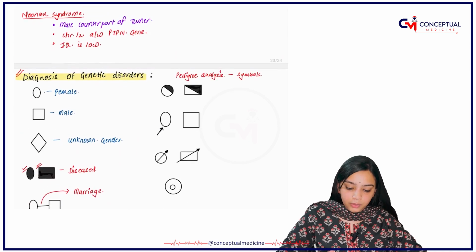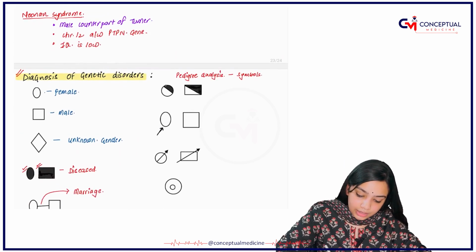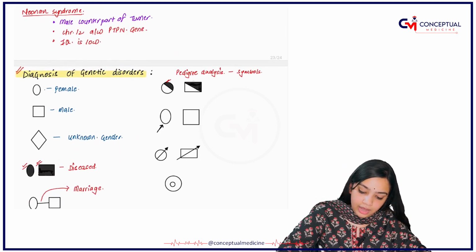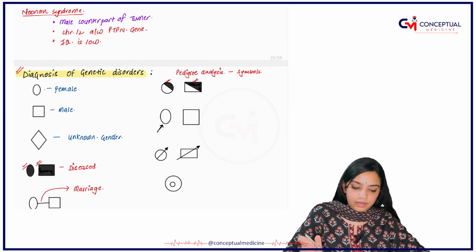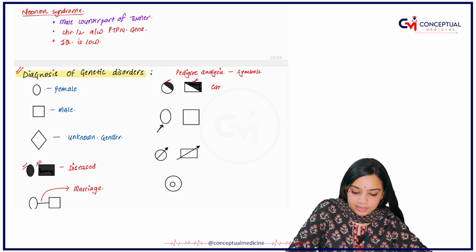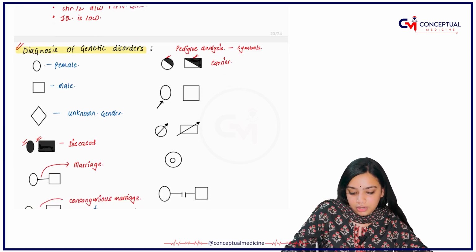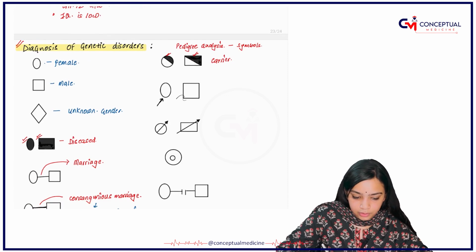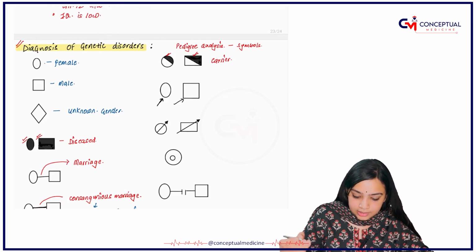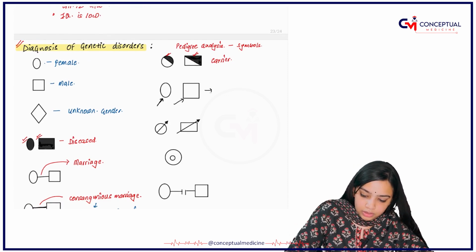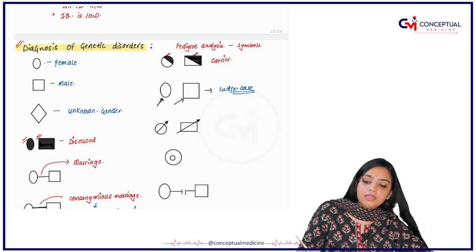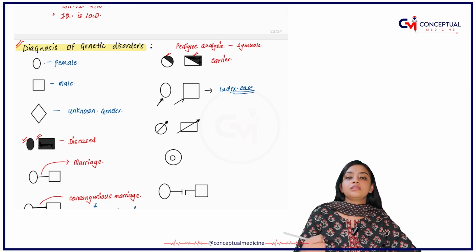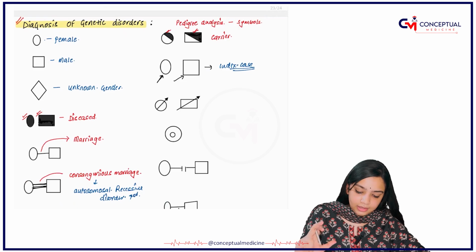Next you are able to appreciate the half circle is affected and half square is affected and half of them are not affected. So this means that they are basically the carrier of the disease. And in the second figure you are able to appreciate that there is an arrow. What does the arrow represent? Arrow basically represents that this is an index case. You will learn more about index cases in your community medicine lectures.